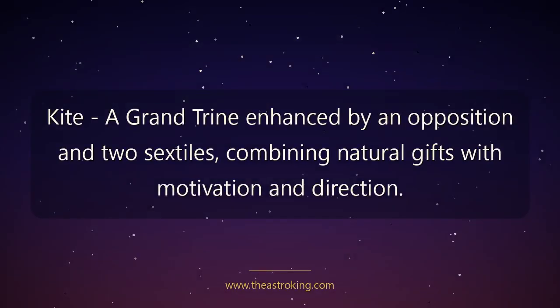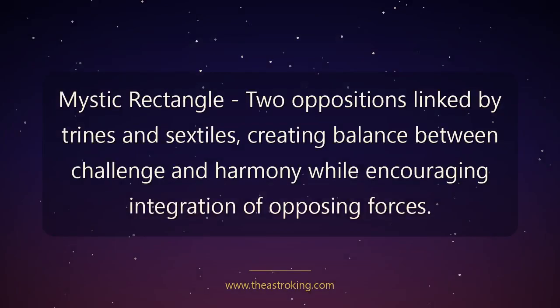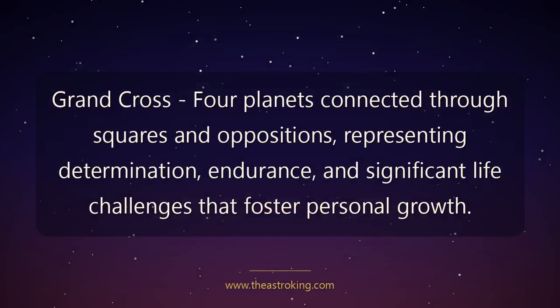Kite: a grand trine enhanced by an opposition and 2 sextiles, combining natural gifts with motivation and direction. Mystic rectangle: 2 oppositions linked by trines and sextiles, creating balance between challenge and harmony while encouraging integration of opposing forces. Grand cross: 4 planets connected through squares and oppositions, representing determination, endurance, and significant life challenges that foster personal growth.